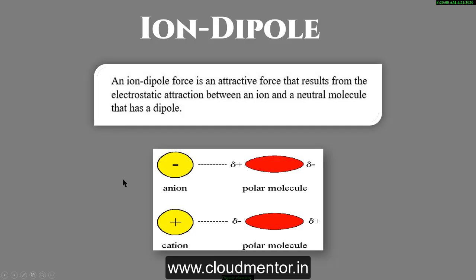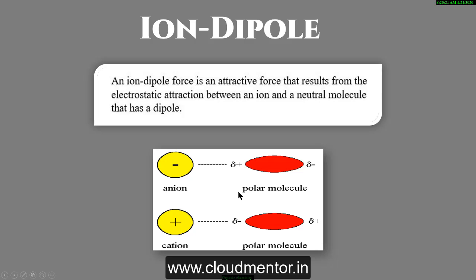A positive ion, cation, attracts the partially negative end of a neutral polar molecule. A negative ion, anion, attracts the partially positive end of a neutral polar molecule. Ion-dipole attractions become stronger as either the charge on the ion increases, or as the magnitude of the dipole of the polar molecule increases.